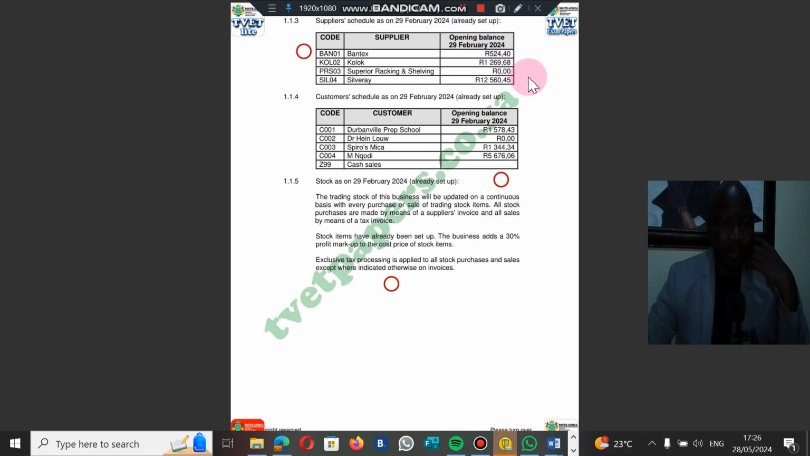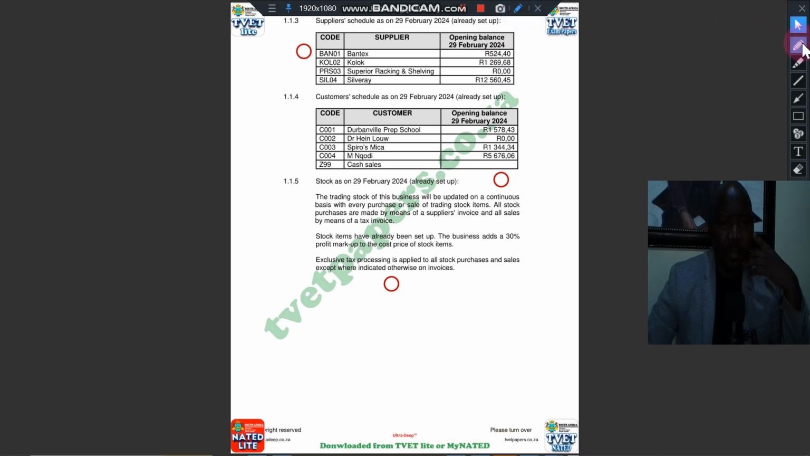You realize that in the general ledger balances, you are not told that this was already set up. So that's why I'm saying you may be asked to do that in the question paper. This one, they are telling that it's already been done. It means this area here is already done for you, which means the amounts here are already in the computer, but they never said they did the general ledger account. So it means you might need to set them up. So you must be ready for that.